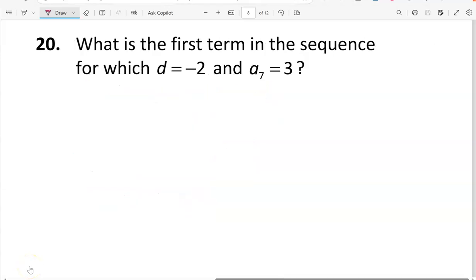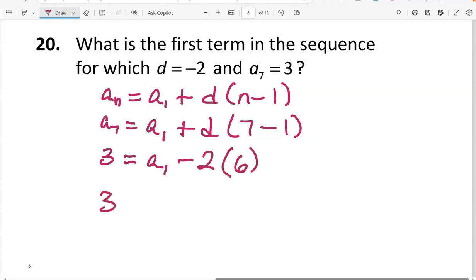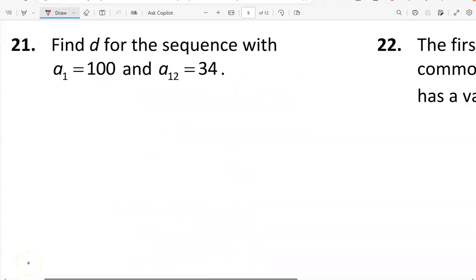In number 20, we have an arithmetic sequence, and we are looking for the first term, and we have the common difference and the 7th term of the sequence. So we're going to use our formula a sub n is equal to a sub 1 plus d times n minus 1. And since we're given a sub 7, that implies that n must be equal to 7. So I'm going to replace all my n's with 7. A sub 7 is the 7th term, and that's equal to 3. A sub 1 is not known. D is negative 2, and 7 minus 1 is 6. So 3 is equal to a sub 1 minus 12, which means that a sub 1, the first term, must be equal to 15.